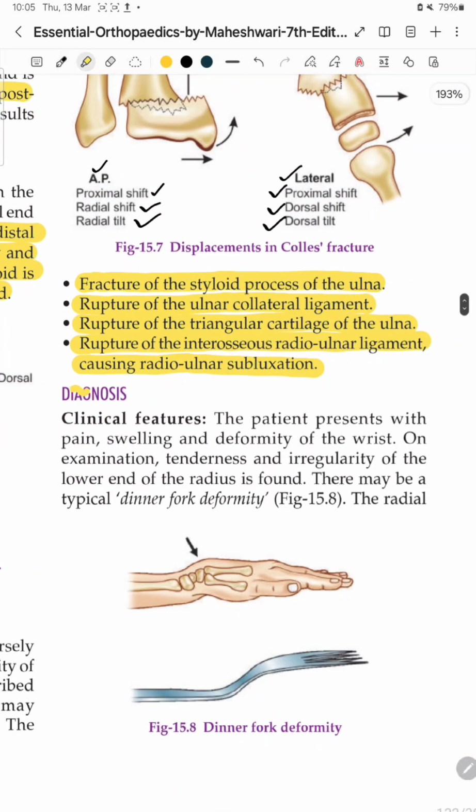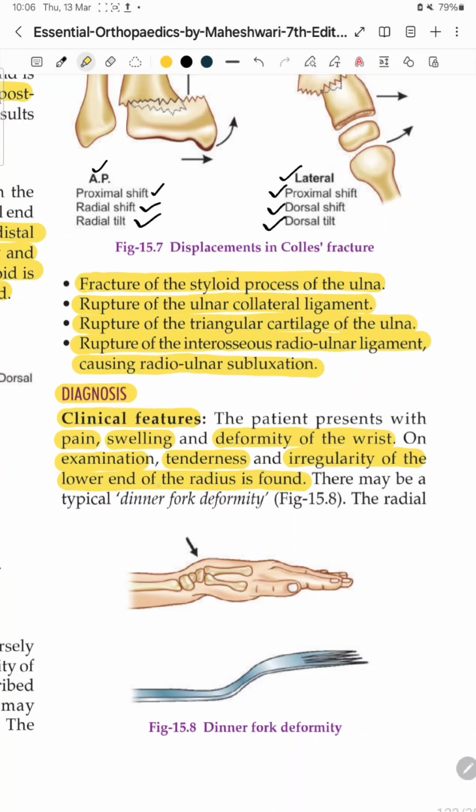Next, we have the diagnosis. It is mainly a clinical diagnosis. The clinical presentation of Colles fracture is pain, swelling, and deformity of the wrist. On examination, there is tenderness, and irregularity of the lower end of the radius is also found.